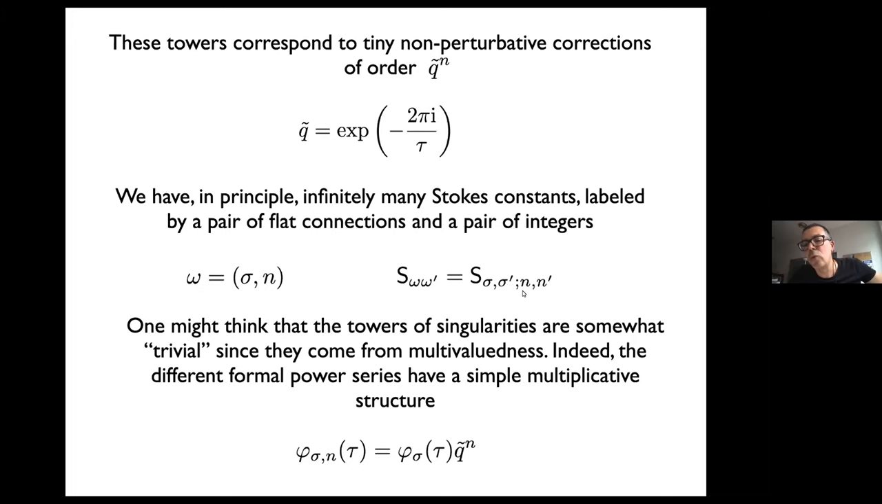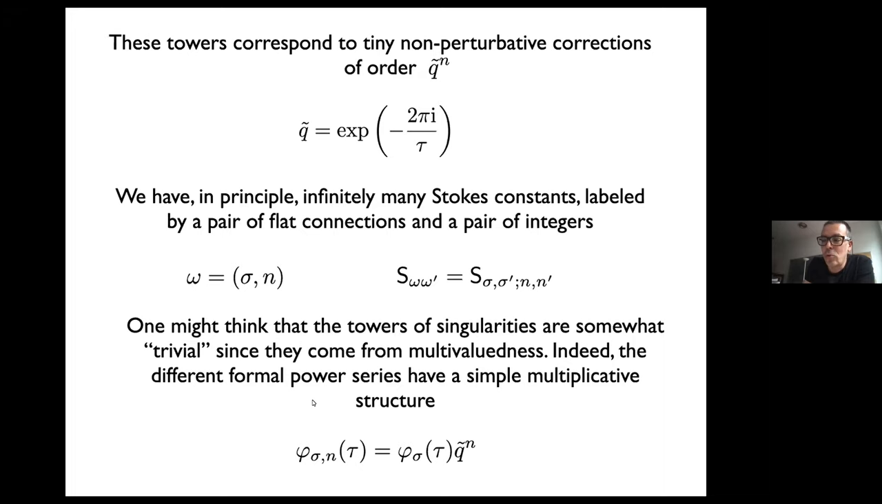Now, when we first saw these singularities, we thought that since they were due to multivaluedness, they should be very trivial. In a sense, they couldn't be very complicated. And actually, it turns out that in a sense, they are quite simple. One way in which you can see that they are not that complicated is that the power series associated to them, this phi sigma tau, remember that associated to each singularity, I have a different formal power series.